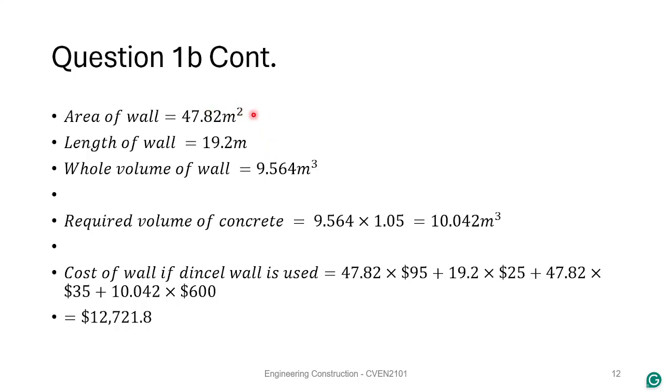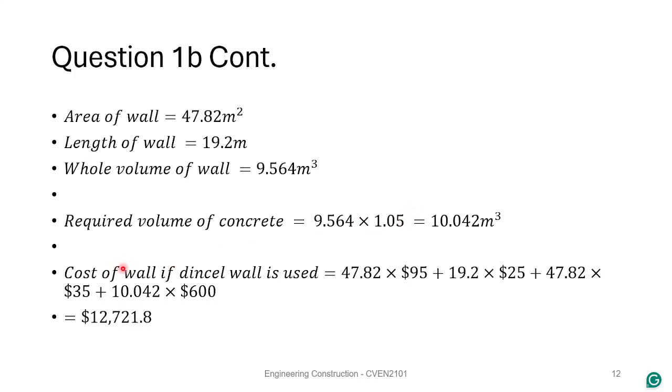So again, the area of the wall remains the same as option 2 because it's the same thickness, which is 200 mils. The length of the wall and the whole volume of the wall is also the same. So we can calculate the required volume of concrete. The reason why we don't multiply it by 0.7 is because Dinsel walls generally don't have that thickness. The thickness actually comes from the concrete we pour inside that Dinsel wall itself, and the connections between the two faces of that Dinsel panel are sort of negligible. Okay, it won't make much of a difference.